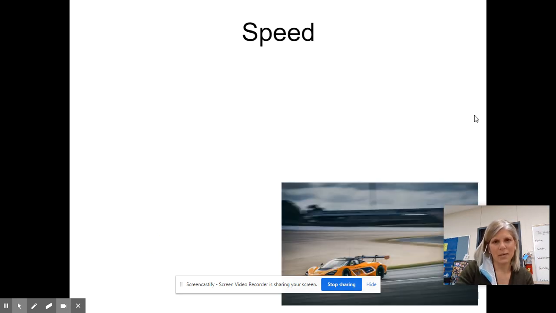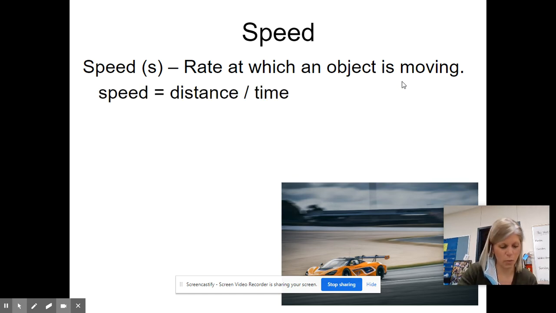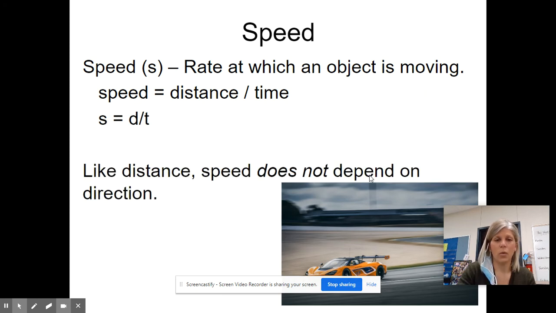When we start talking about speed, we are looking at a rate measurement, and this is the rate at which an object is moving. So we measure speed with the formula of distance over time. Distance is typically measured in meters, and time is typically measured in seconds. Once again, to remind you, just like distance, speed is not going to depend on the direction that the object is going.